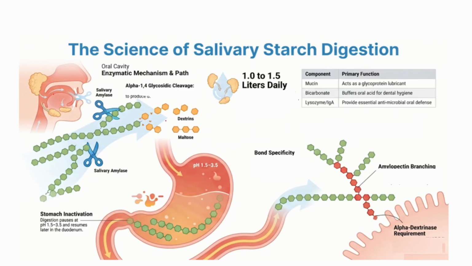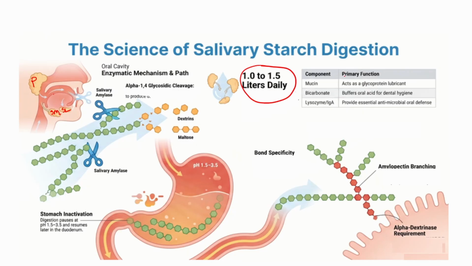Next, we introduce the fluid environment of the oral cavity by mapping out the salivary glands. We establish 3 distinct pairs: the parotid, which is the largest, the submandibular, and the sublingual glands. Together, these glands produce a volume of 1 to 1.5 liters of saliva.